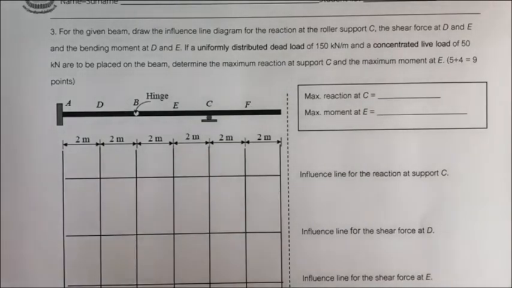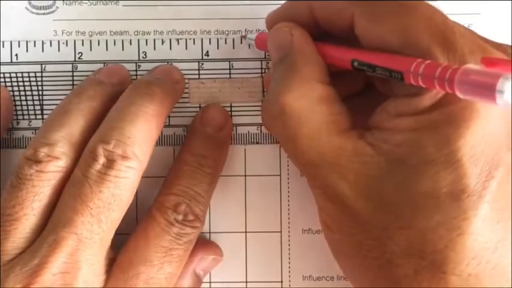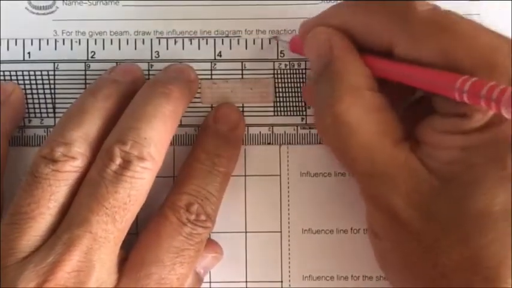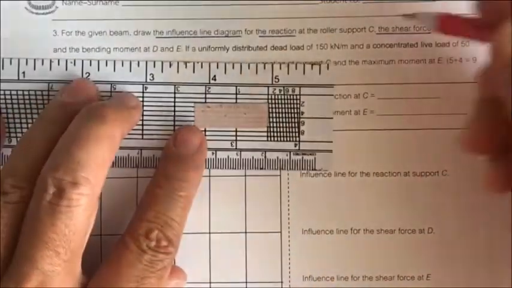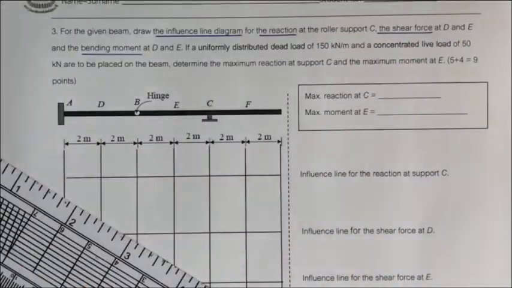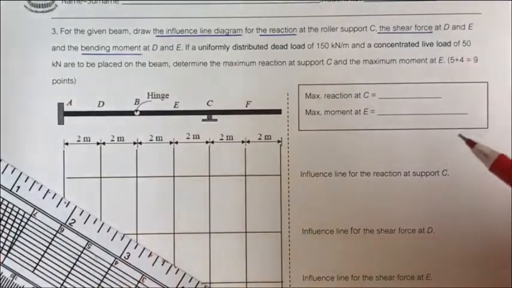This script is the demonstration of learning objective 1: to draw the influence line diagram of the reaction, of the shear force, and of the bending moment. Okay, that is learning objective 1. And then we will put the given uniformly distributed dead load.